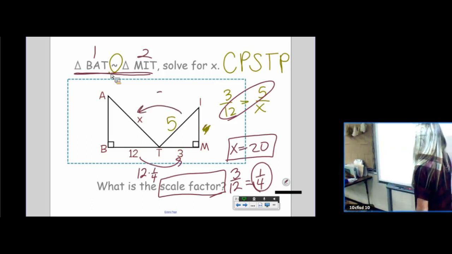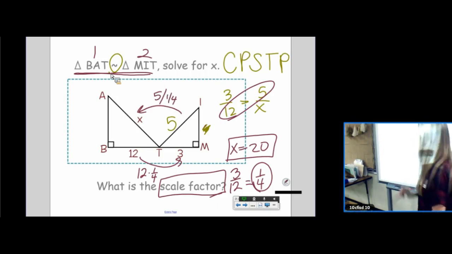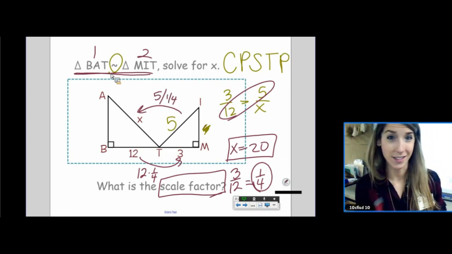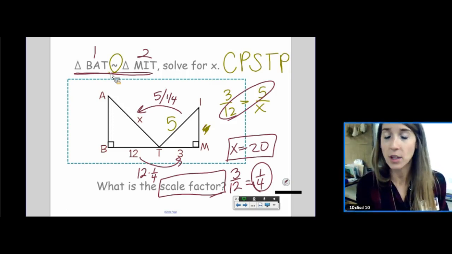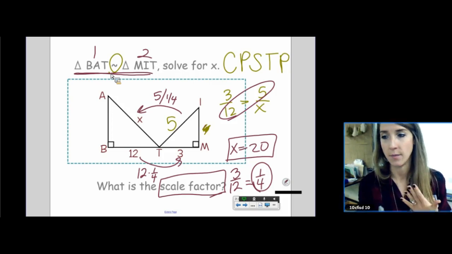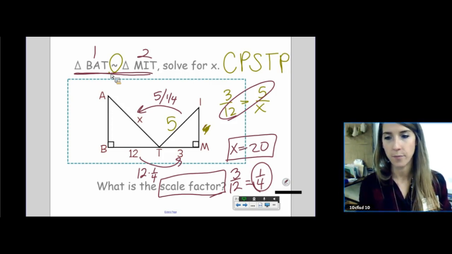But if I wanted to go the other way, I want to get my answer. Then I do 5, and then I divide by my scale factor. Dividing by 1/4, just to let you know, is the same as multiplying by 4. Just do 5 times 4. That's how we could have gotten our answer in the first place, 20. And then we wouldn't have had to cross multiply.